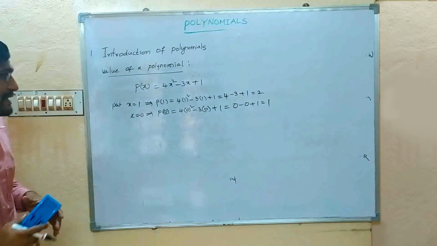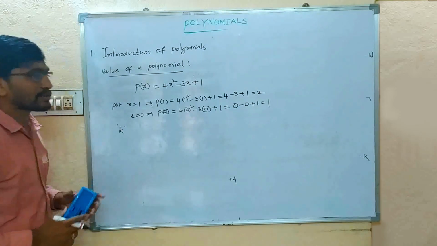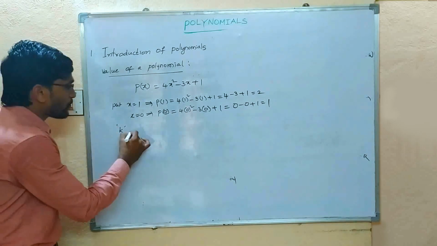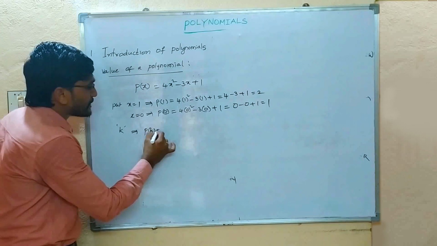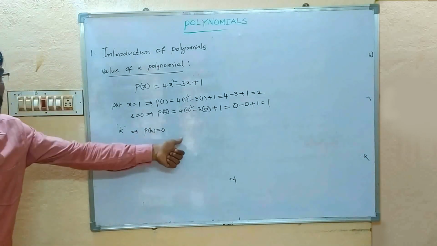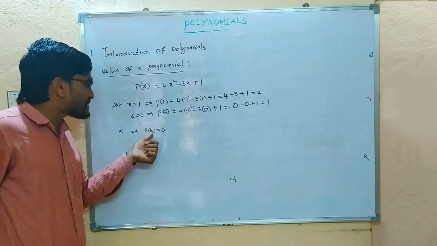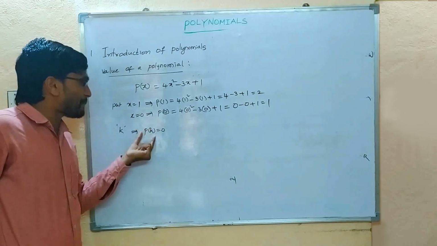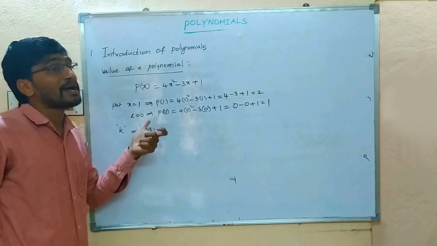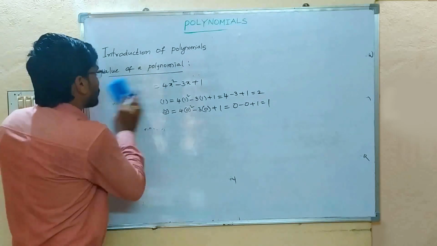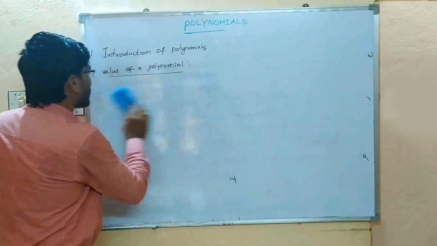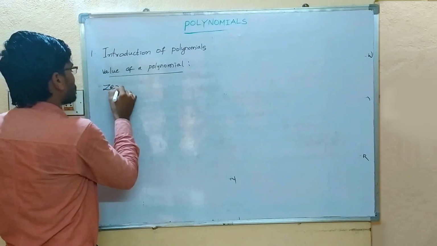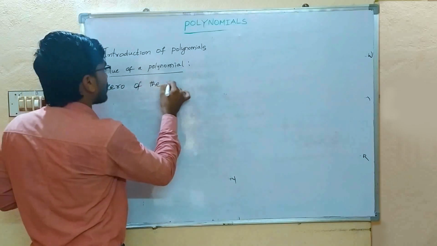Suppose I consider k is any real number, like 1, 0, like that. K is any one real number. If we get p of k is equal to 0, then k is called a zero of this polynomial. So k is any real number and if we get p of k is equal to 0, then k is called a zero of the polynomial.